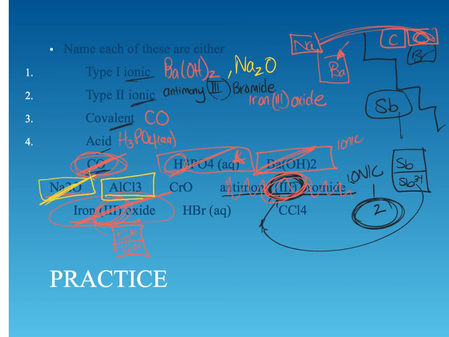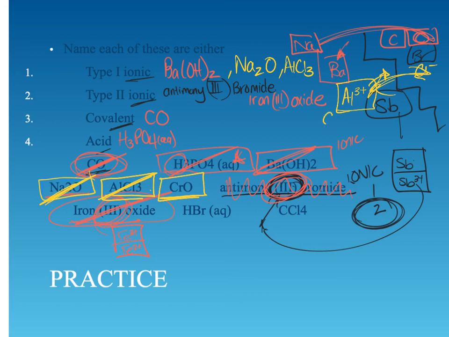Okay, next is aluminum chloride. If I look for aluminum, aluminum's right here. Oh, it's actually closer to here, but again, one from each side of the staircase, right? So therefore it is ionic, and aluminum can only have one charge. The box isn't split in two, so that means that it is a type 1. Okay, the next one is chromium oxide. If I look for chromium and oxygen, chromium's box is actually split into two. So that means I have one from each side of the table, but chromium can have two possible charges. So therefore, chromium oxide is a type 2 compound.